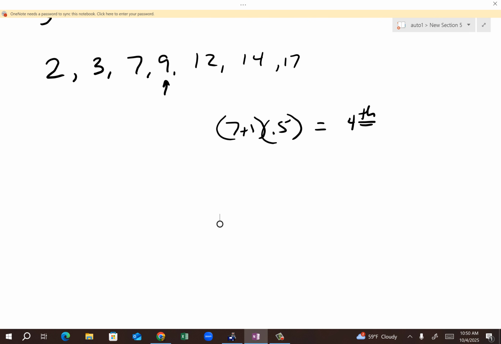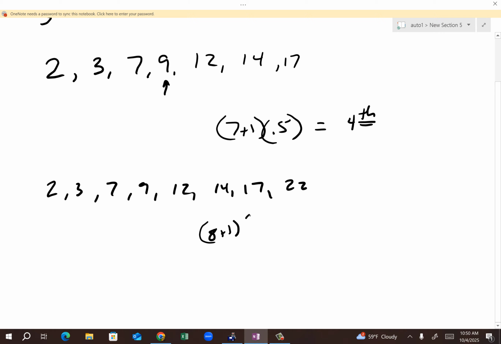What if there were another point? Okay, well now there are 8 terms, yes? Now there's 8, so 8 plus 1 is 9 times 0.5 is, well, I want the 4.5 term. Okay, well, where is that? Well, 1, 2, 3, 4. So 9 plus half of the difference between here. So it'd be 10.5.